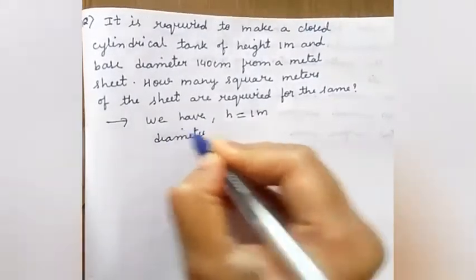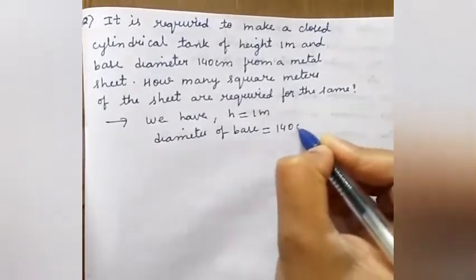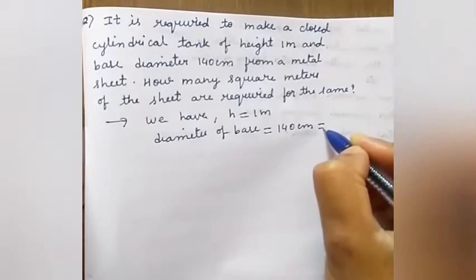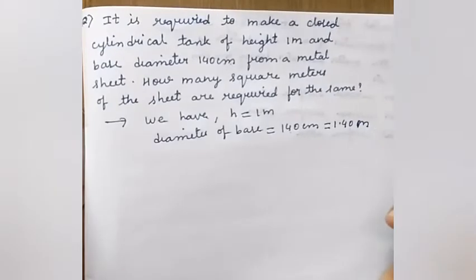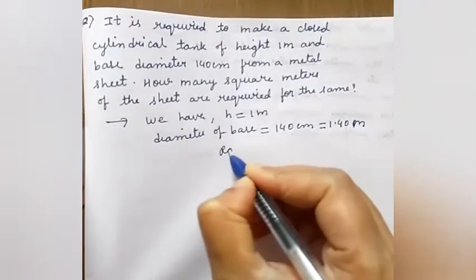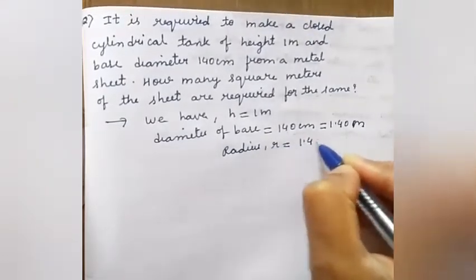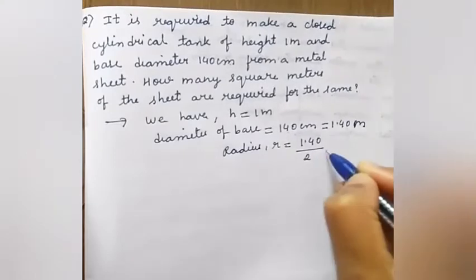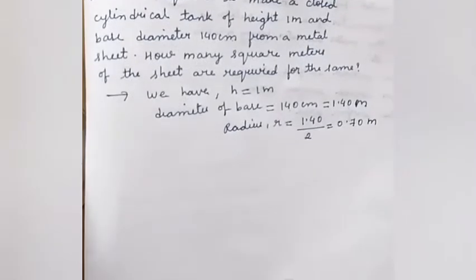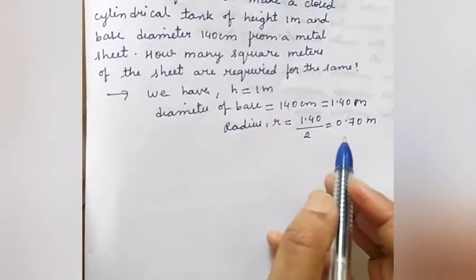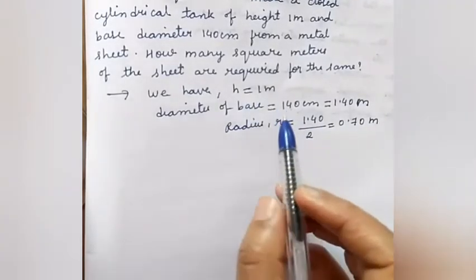diameter of base is equal to 140 centimeter. Let us write it in terms of meter, that is equal to 1.40 meter. So if diameter is known, radius r is equal to diameter divided by 2, that is 1.40 divided by 2, which is equal to 0.70 meter. So we have radius is equal to 0.70 meter, height is given, which is equal to 1 meter.